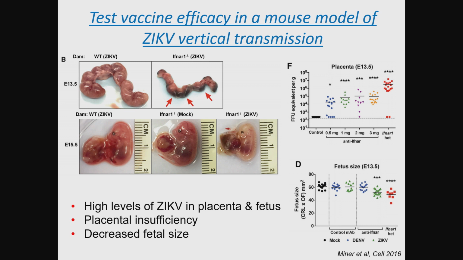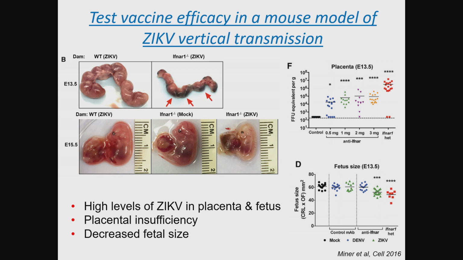We infect these mice at gestational day 6. And then this is looking at either gestational day 13.5 or gestational day 15.5. And you can see that in the top right, we see high levels of Zika virus in the placenta and fetus when we knock out the interferon response. And we see placental insufficiency and a decrease in fetal size in these mice that have a deficient type 1 interferon response.